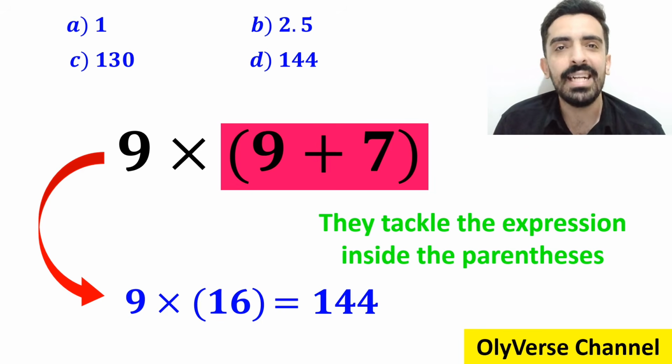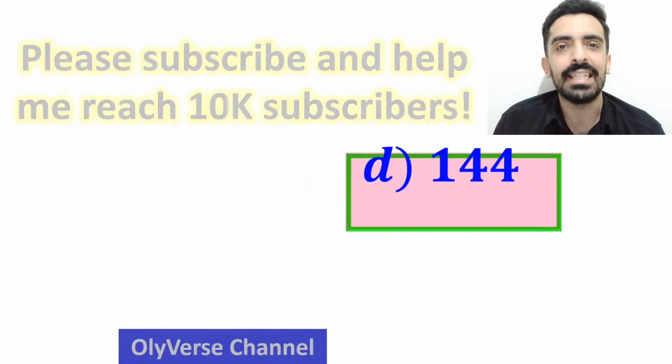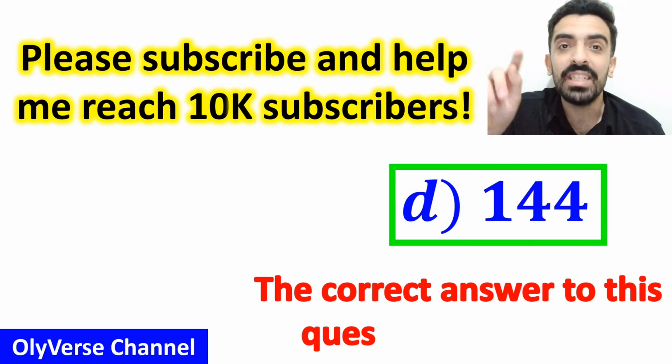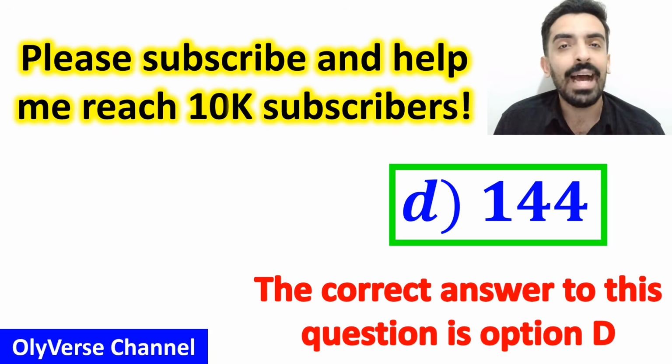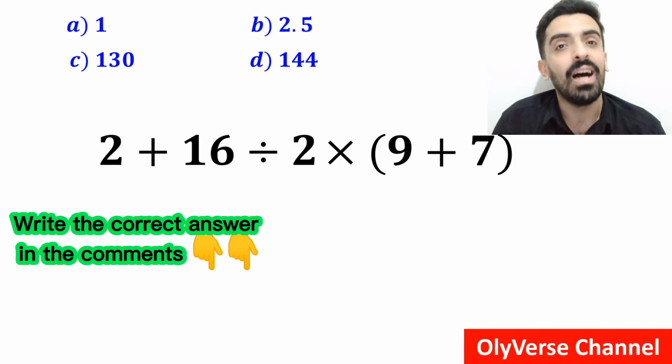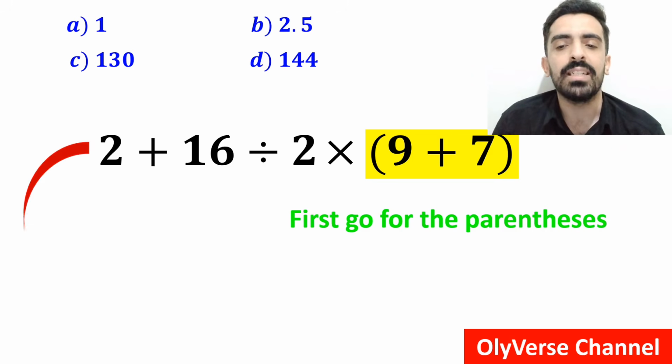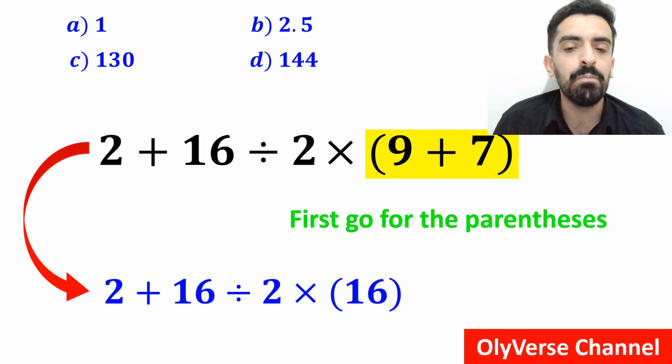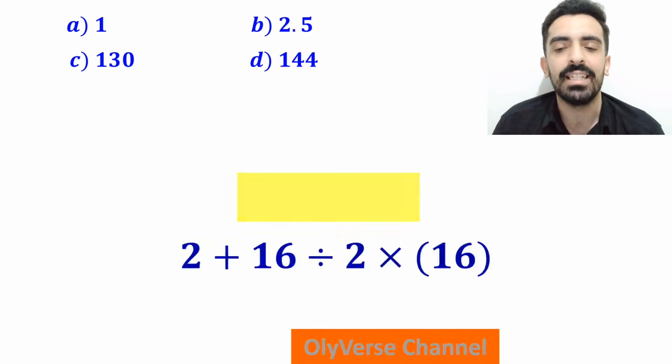Then, without any hesitation, they quickly say that the correct answer to this question is option D. However, this answer is absolutely wrong. Also, some other people, when solving this question, first go for the parentheses and write this expression as 2 + 16 ÷ 2 × 16.